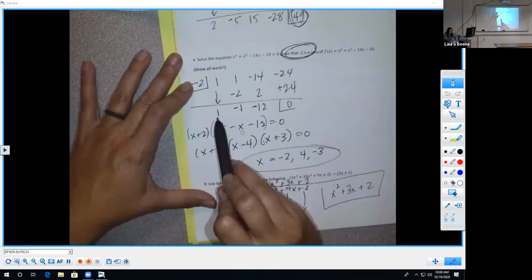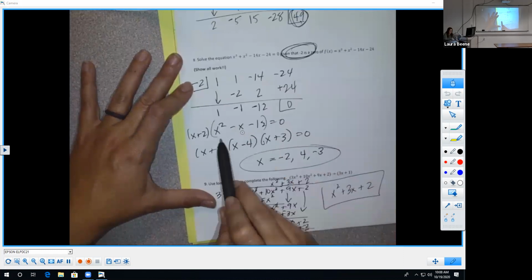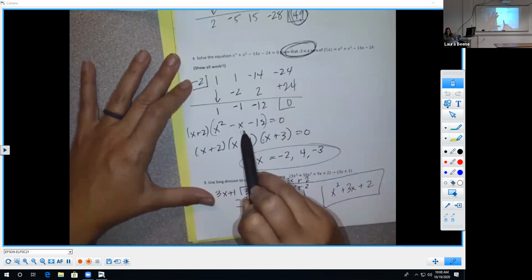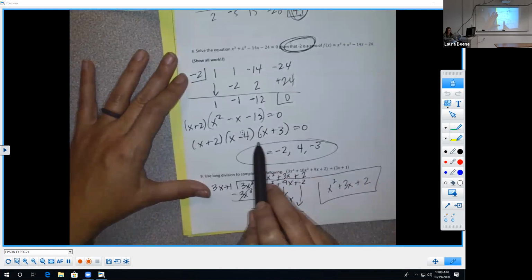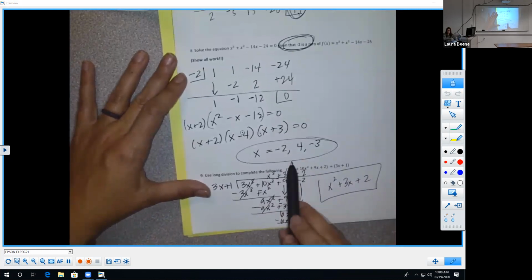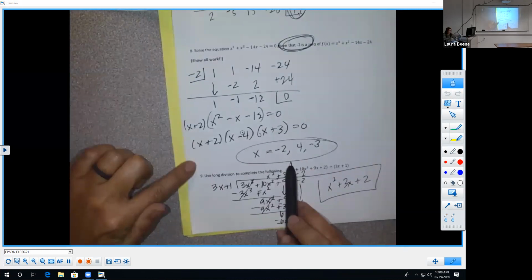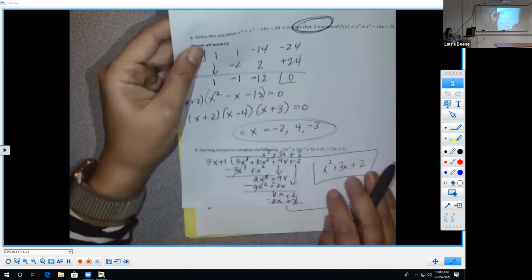This piece right here, x squared minus x minus 12, that is now a factorable equation. I could factor that into x minus 4, x plus 3 to get your 2 answers. Okay, so that's how you do that problem. And then the last one, long division.